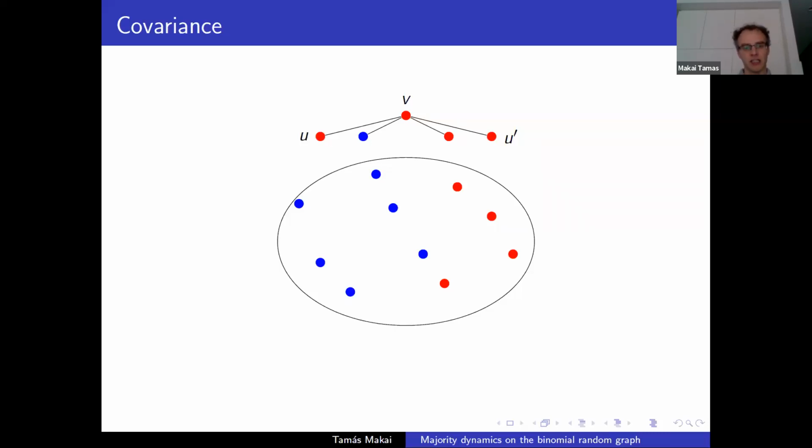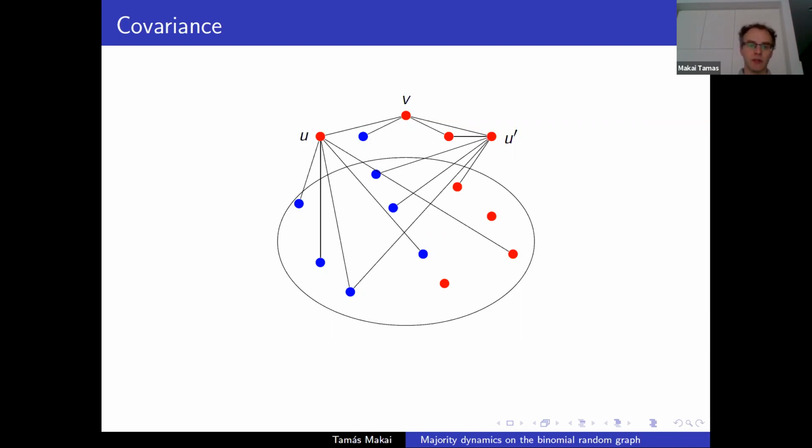the edges on which U becoming blue depends are the ones adjacent to U, and similarly for U prime. But these two edge sets are disjoint except for one possible edge, which is the edge between U and U prime. So we can actually use the probability of this edge as an upper bound of the covariance. And that means that the covariance would be of order d over n.